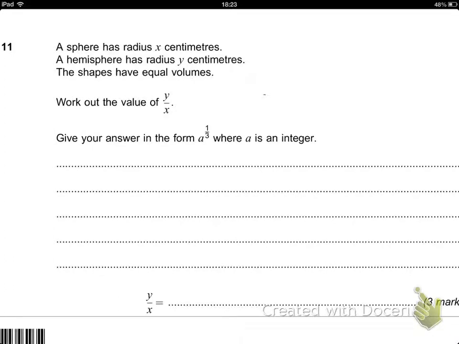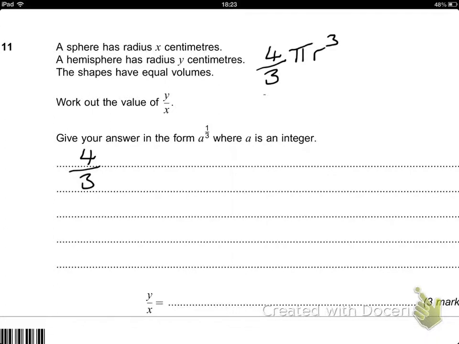Okay, for this question, it talks about a sphere and a hemisphere and equal volumes. So straight away you should be thinking about what the volume of a sphere is. It should tell you in the front of your exam paper because the formulas are given. But you should know that the volume of a sphere is 4/3 pi r cubed.